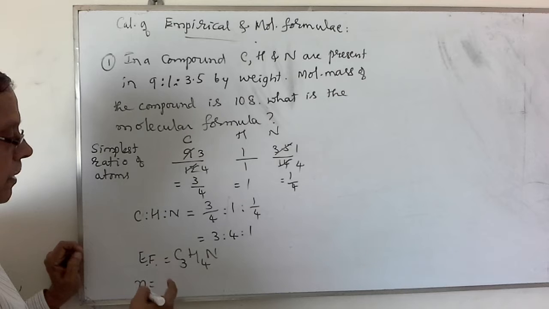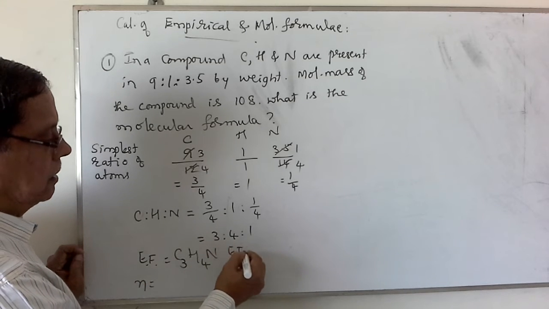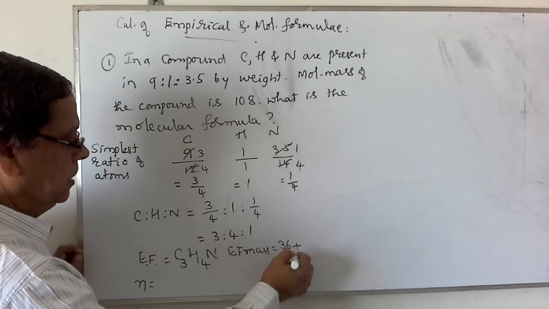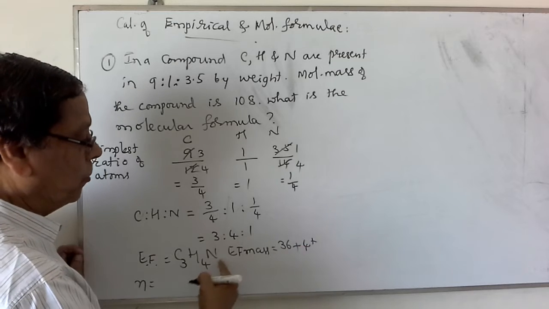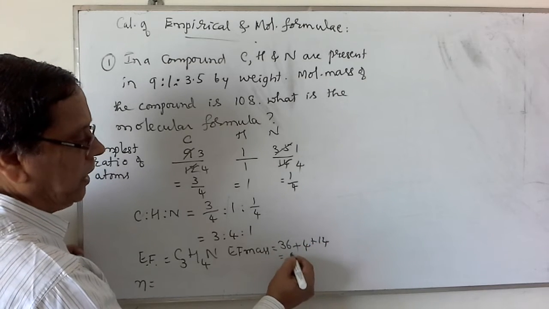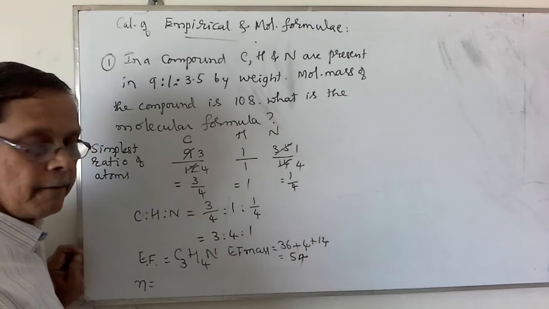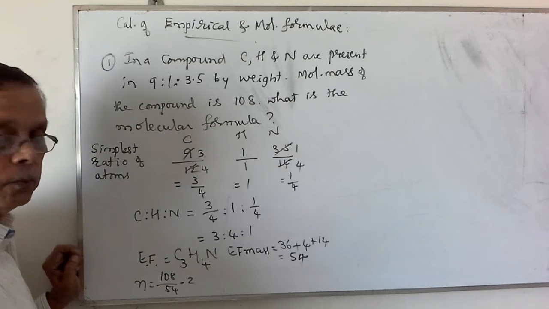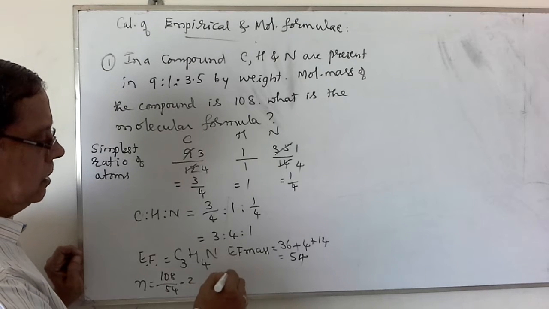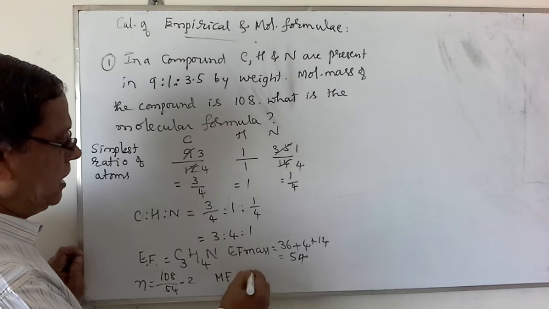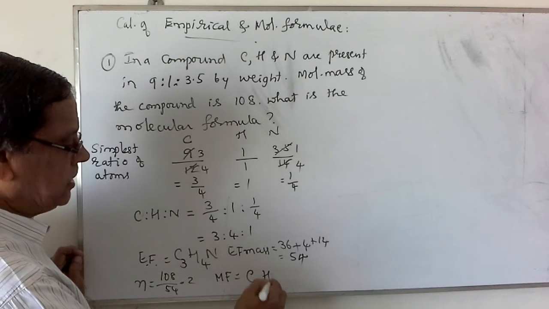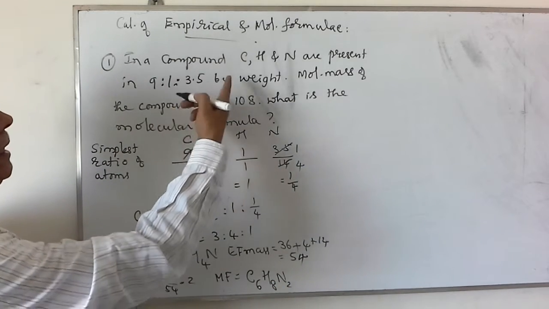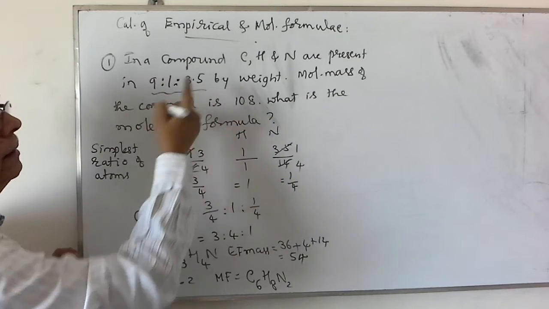Calculate n. n is equal to molecular mass divided by empirical formula mass. Empirical formula mass is 36 for 3 carbon atoms plus 4 plus 14 for nitrogen, so it is 54. n is equal to molecular mass 108 divided by 54, that is equal to 2. Therefore, molecular formula is C6H8N2. So this is another method, using different data by weight.